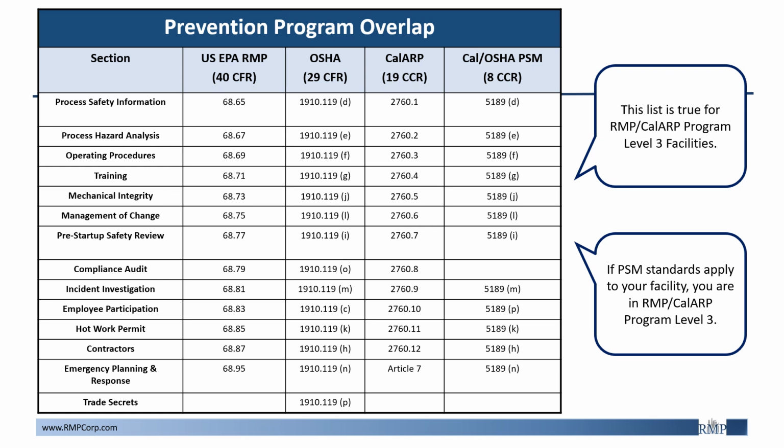This table shows some of the prevention program overlaps between the various programs. Note that this list is true for RMP and CalARP Program Level 3 facilities. One important thing to realize is that if PSM standards do apply to your facility, you are automatically considered an RMP CalARP Program Level 3, so that is something to be aware of.